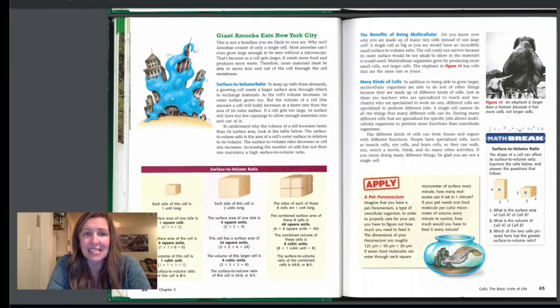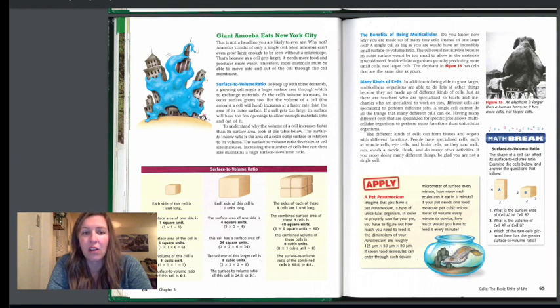That's because as a cell gets larger, it needs more food and produces more waste. Therefore, more materials must be able to move into and out of the cell through the cell membrane. So there's a surface-to-volume ratio. To keep up with these demands, a growing cell needs a larger surface area through which to exchange materials. As a cell's volume increases, its outer surface grows too.